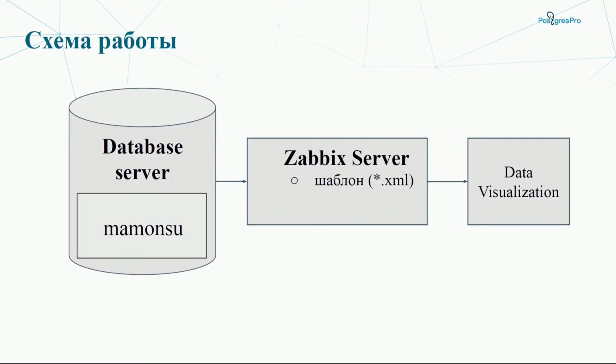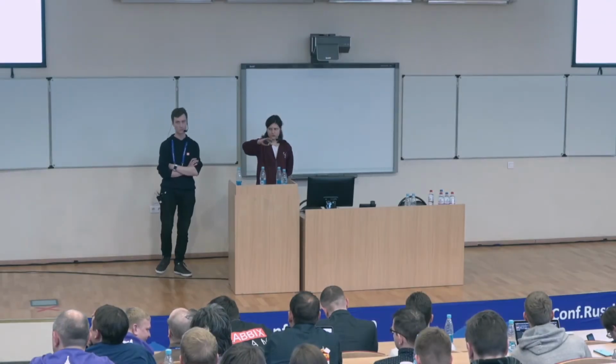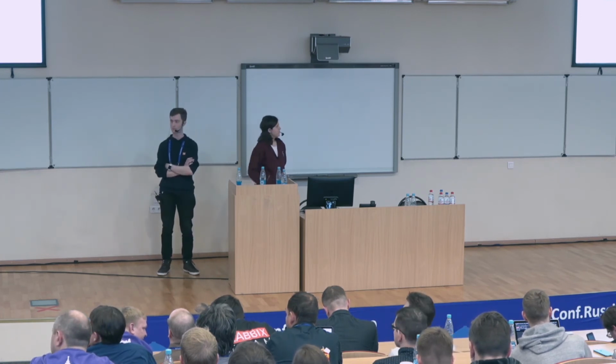We can monitor Postgres anywhere we want. So wherever Mamansu is installed, there was a picture there. Mamansu is installed on the server that we are monitoring, then it sends the data to the Zabbix server, which is a different server. But we can also have the situation where everything is installed on the same server.